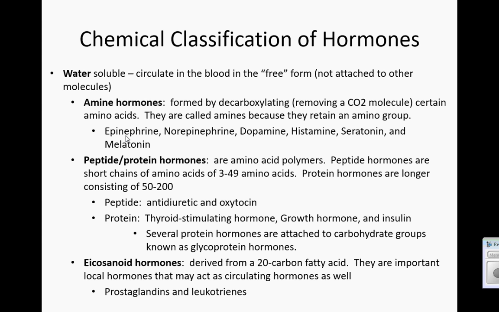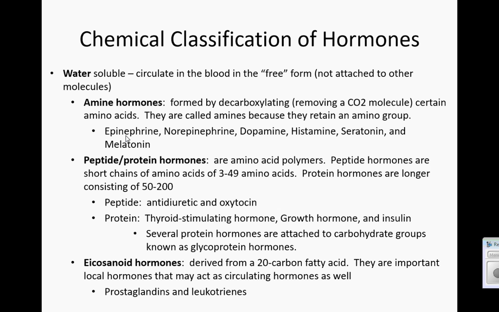Oxytocin and antidiuretic hormone are examples of peptides. Thyroid stimulating hormone, growth hormone, and insulin are examples of proteins. Several protein hormones are attached to carb groups. We call those the glycoprotein hormones. And then finally, some of your local hormones are going to fall into the eicosanoid hormone category.